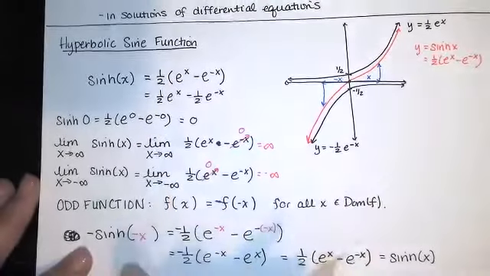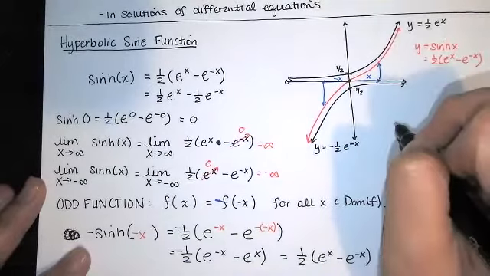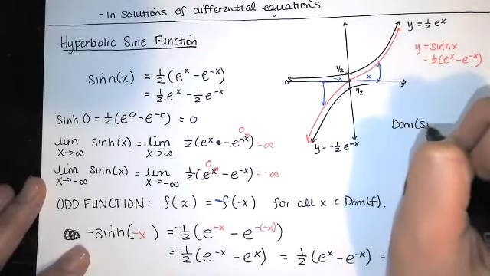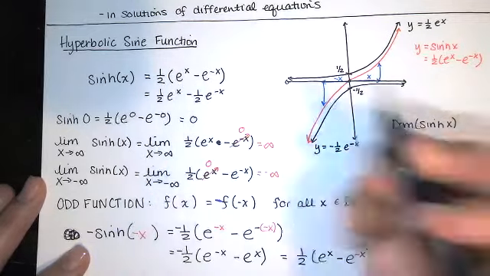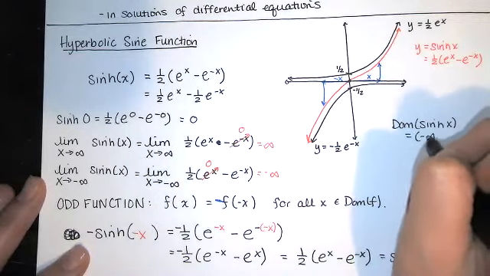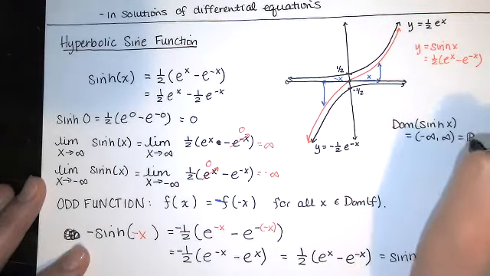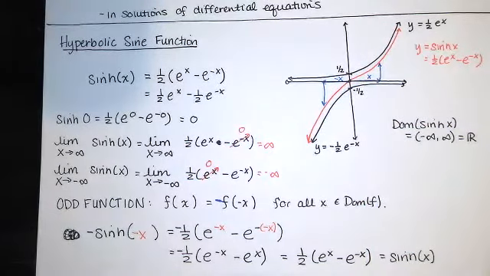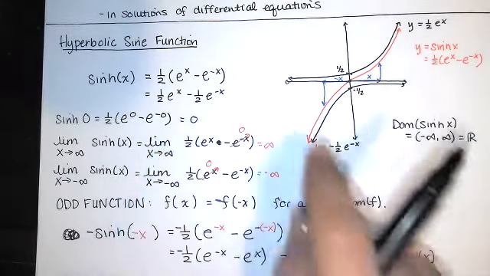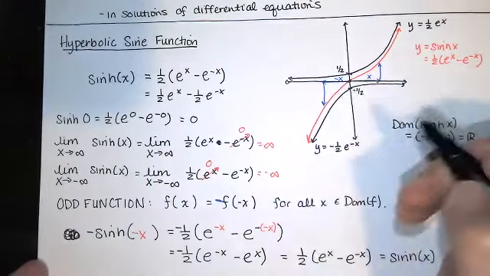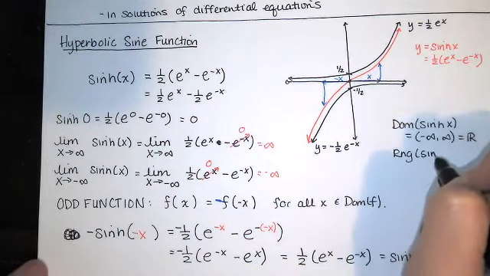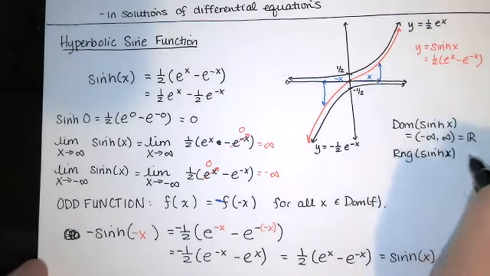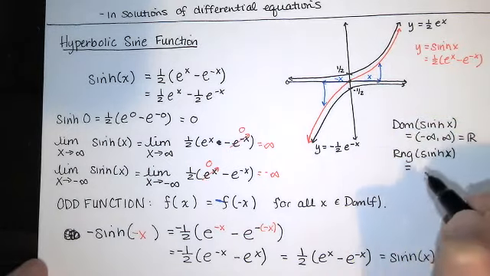And notice that the domain is all real numbers. I can put in any x value I want. It's going to work out just fine, because our exponential functions are defined for all real numbers. And then because I have this positive and this negative, the range is also all real numbers. The domain and range of hyperbolic sine are not like the domain and range of the regular sine function at all.